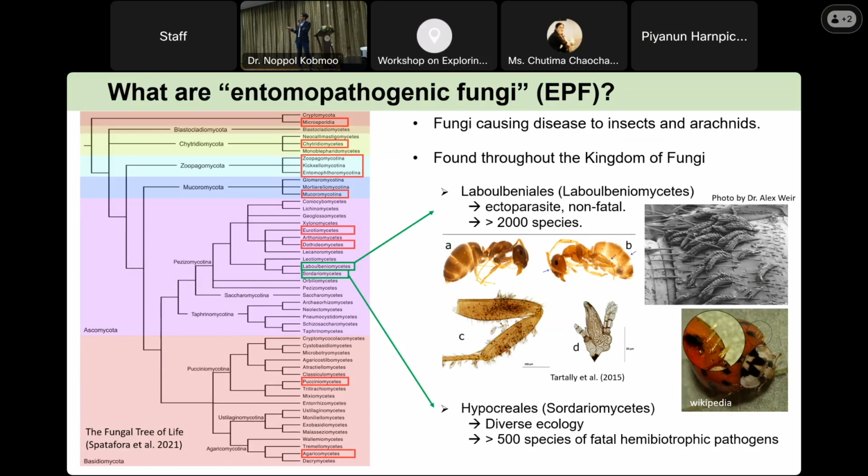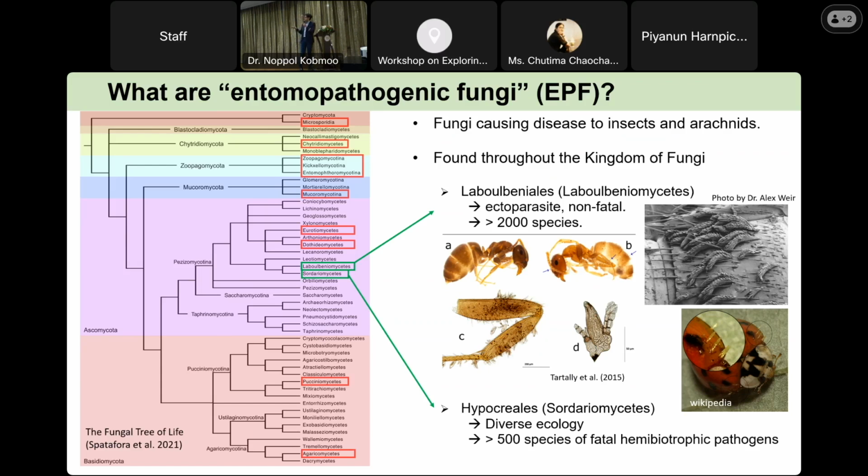The order Laboulbeniales are actually ectoparasites, and they are usually non-lethal parasites. They are parasites that grow on the exterior of insects, and insects tend to be less healthy, but this group doesn't usually cause lethal disease.